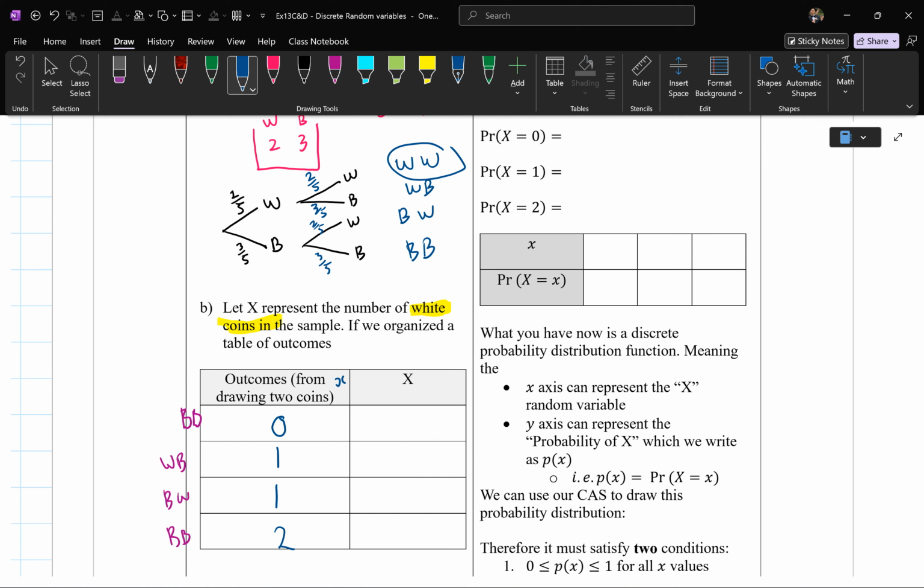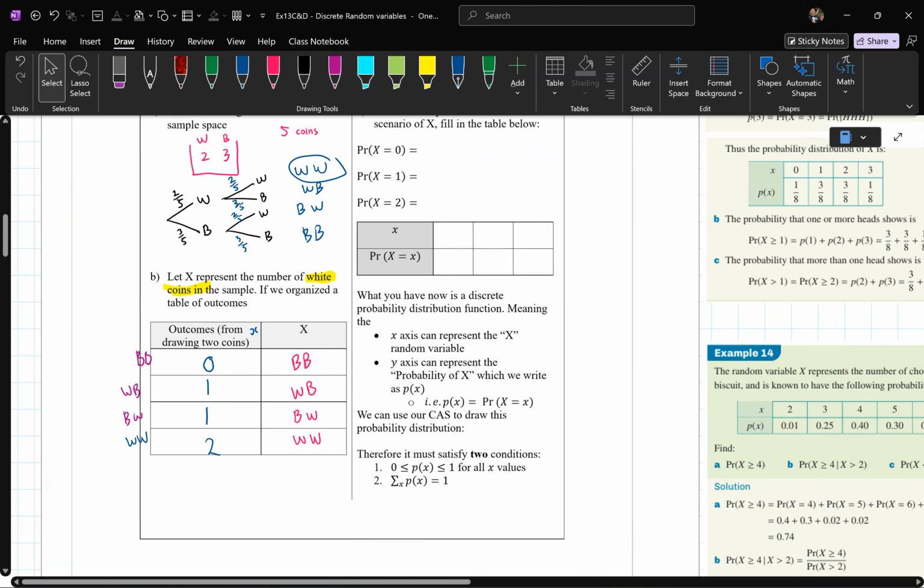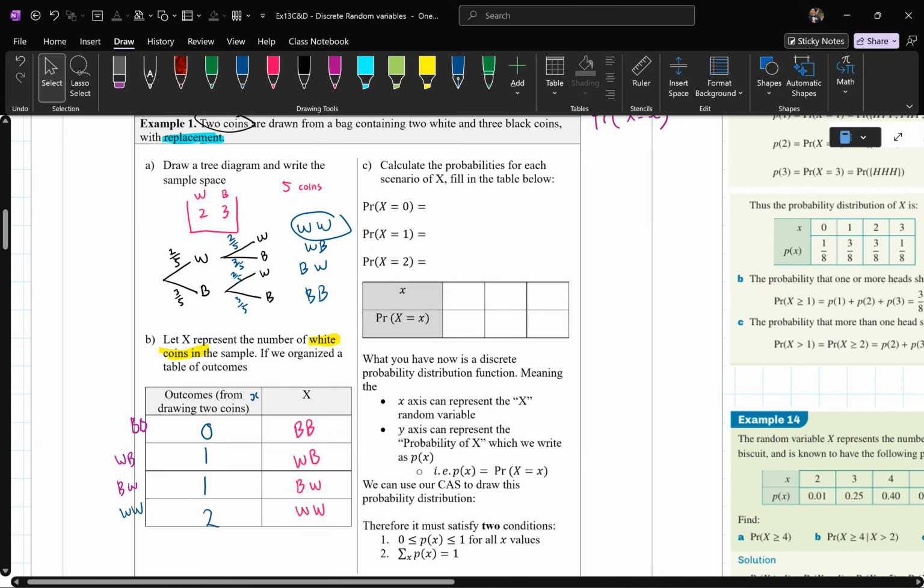Okay, so your outcomes are you either have 0 white coins, 1 white coin, 1 white coin, and the last one, sorry, that's white, is 2 white coins. So that means your capital X could end up being 0, 1, or 2. I should have filled it over here. B, B, W, B, B, W, W, W. And I just realized I was meant to run it the other way around. All right. Now, let's calculate the probabilities.